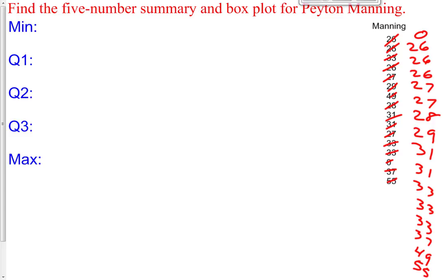So what I always do first, since they're the easiest, is the minimum and the maximum. The minimum, he had 0 touchdowns one season. The maximum, he had 55 touchdowns his maximum season. So there's the min and the max.